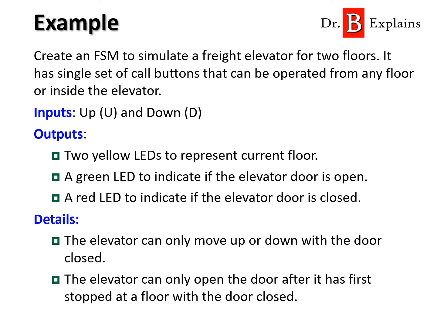We have as outputs 4 LEDs: 2 yellow LEDs to indicate the current floor, a green LED to indicate if the elevator door is open, and a red LED to indicate when the elevator door is closed. So details are that the elevator can only move up and down with the door closed, and also the elevator can only open the door after it has first stopped at a floor with the door closed.